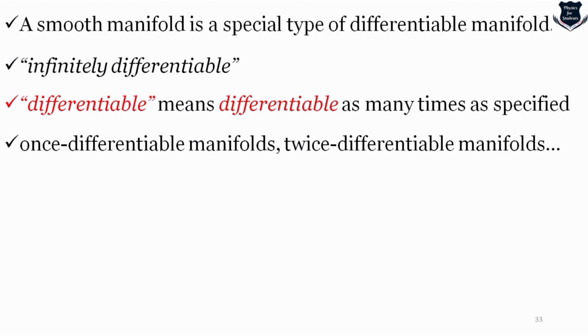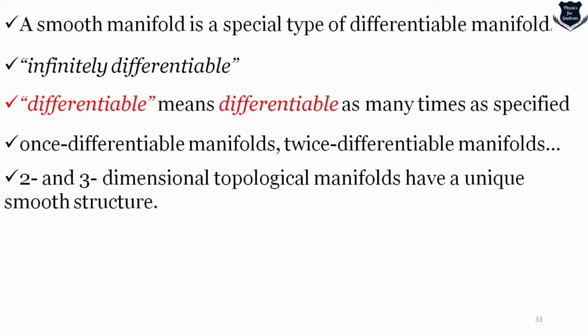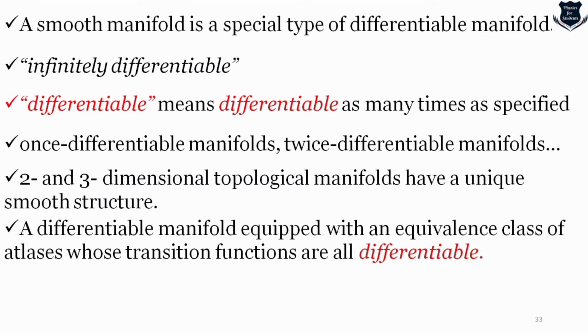It also means that we can have once differentiable manifolds, twice differentiable manifolds, infinitely differentiable manifolds, and so on. The 2- and 3-dimensional topological manifolds have a unique smooth structure. In 4 dimensions, it has become a hell of a work to break it up, right? So a differentiable manifold is equipped with an equivalence class of atlases.